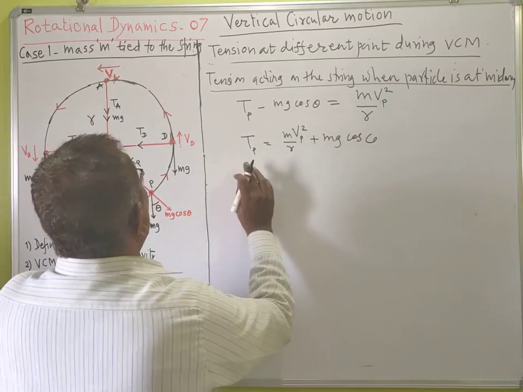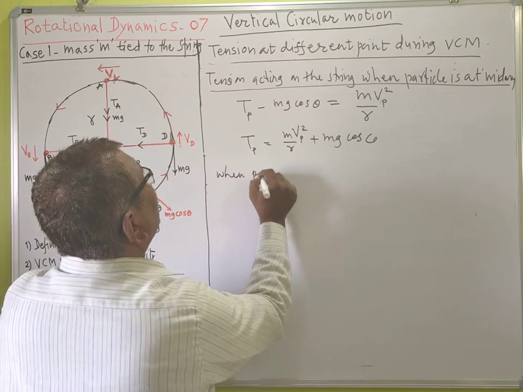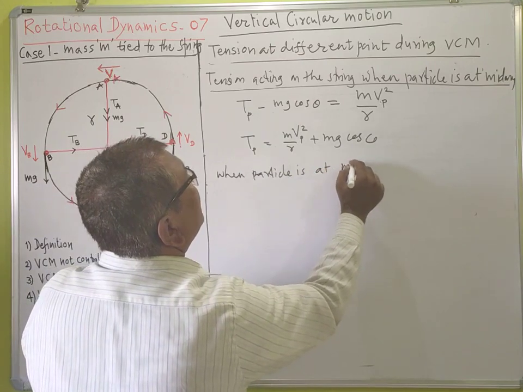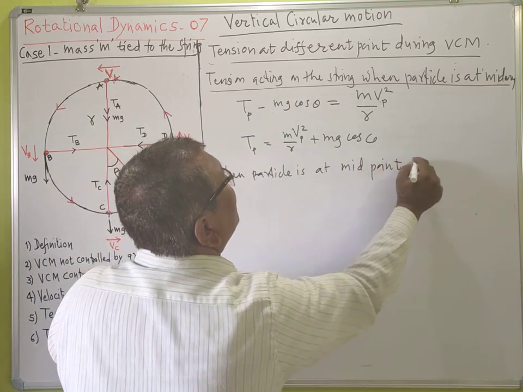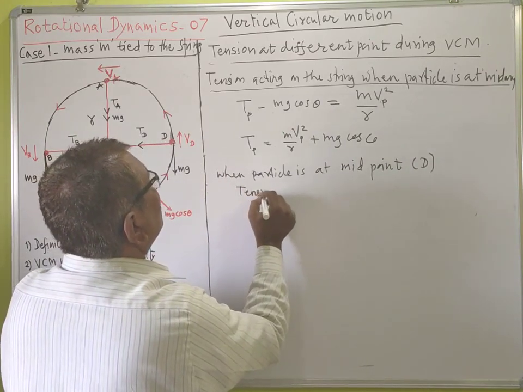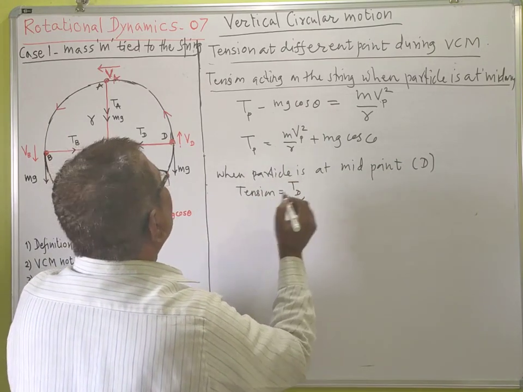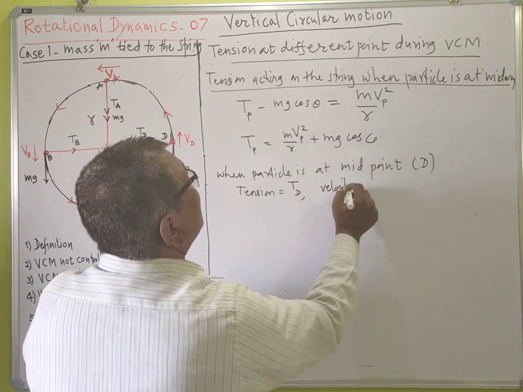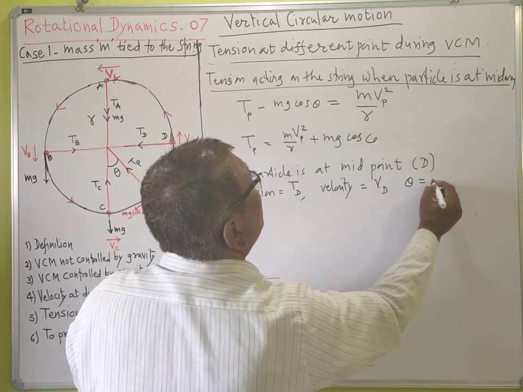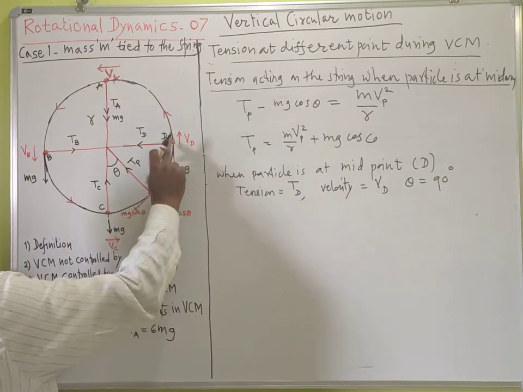So instead of Tp, what can we write here? When the particle is at midpoint, that is D, instead of Tp the tension acting on the string is equal to Td. The velocity is equal to Vd, and theta is equal to 90 degrees. See here, from the bottom, this theta is equal to 90 degrees.